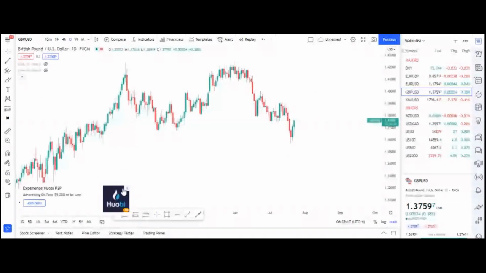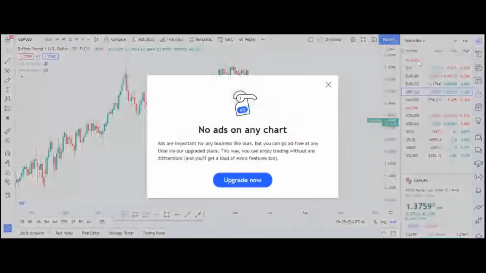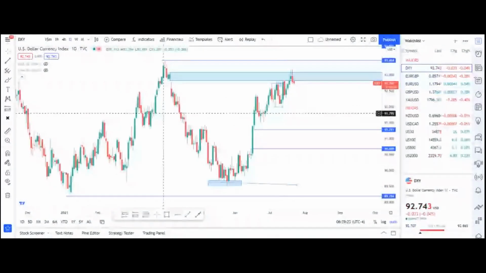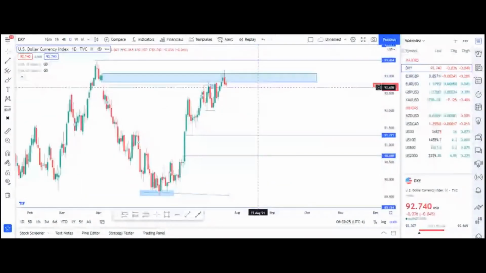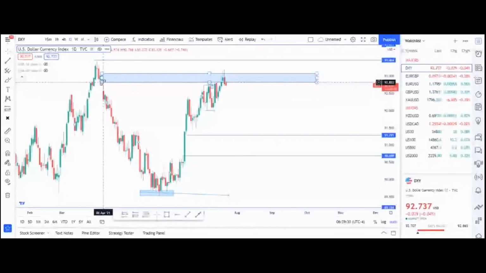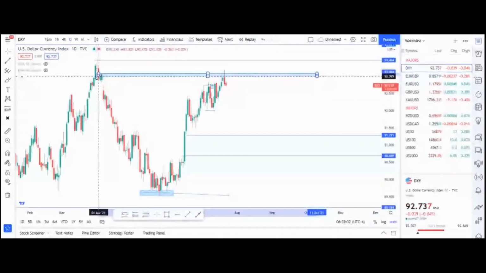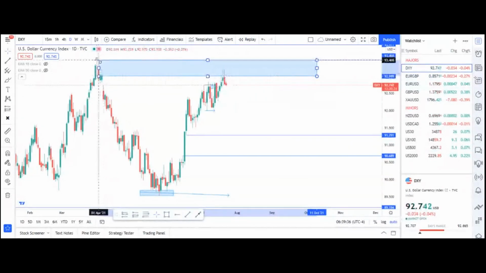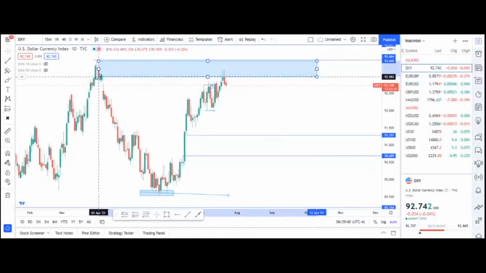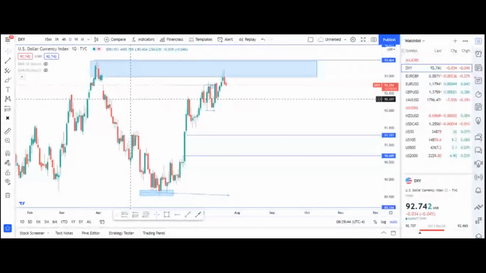Now, before I check GBP USD, I always check DXY. I always check DXY. So DXY is basically bearish. Let's just adjust this POI right here. We are still bearish on DXY. Yeah, I'm bearish on DXY long term though.